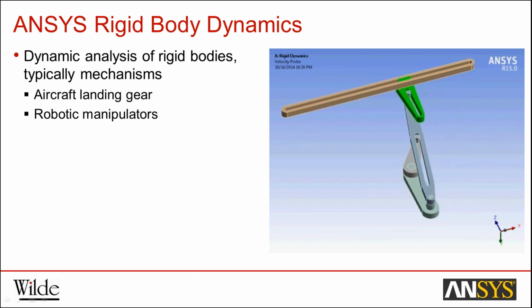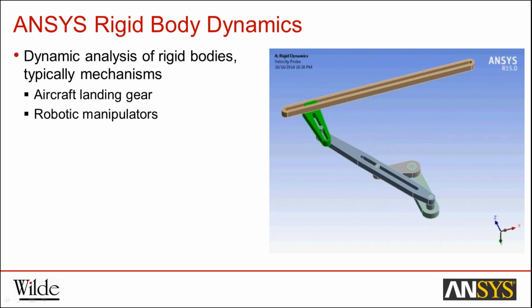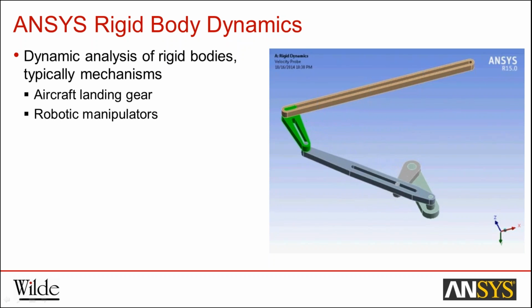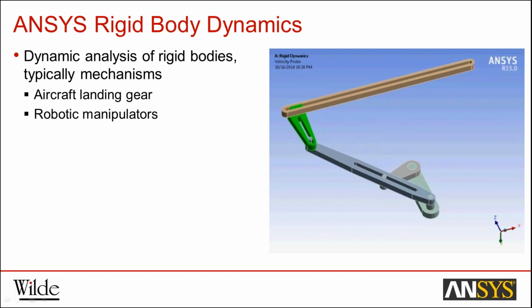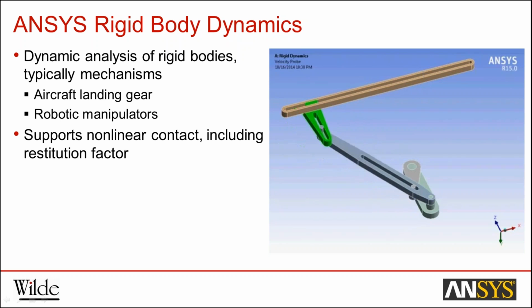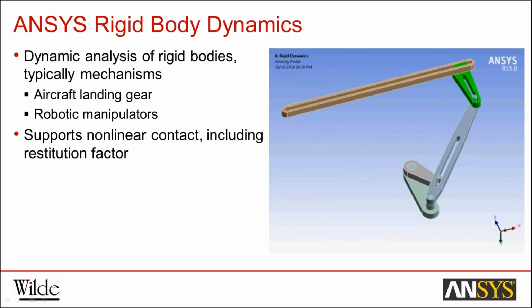Rigid body dynamics, this is included at the Mechanical Pro license level. So as the name suggests, rigid body dynamics is for doing simulations of dynamic analysis of rigid bodies, such as the example shown on screen. Typical applications would be things like aircraft landing gear, robotic manipulators, things like that. We might use this package to investigate things like joint loads, look at the motion and paths, for example.